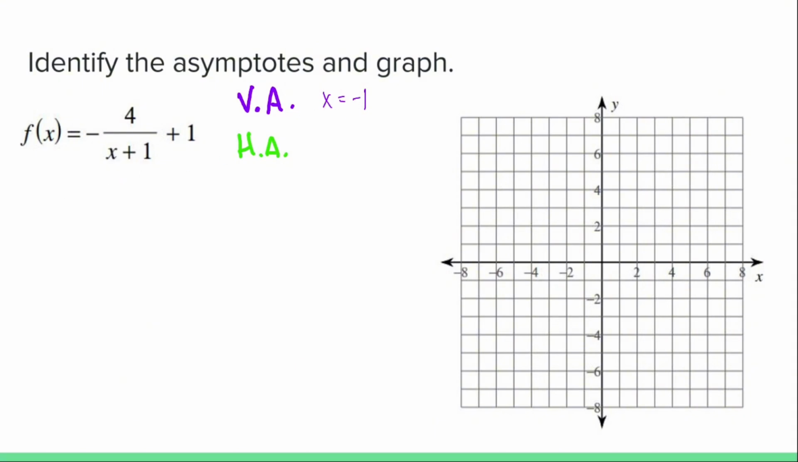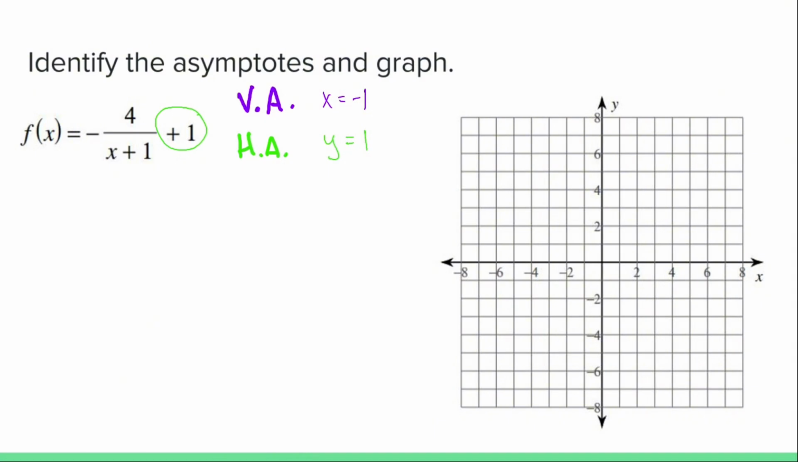The horizontal asymptote exists at the number that's being added to the whole thing because that tells me the shift up or down. Whenever I have a nice looking rational function like this, it's supposed to level out at the zeros, at the x-axis. But by adding 1 on the outside, that shifts everything up 1. So y equals 1 is going to be my horizontal asymptote.